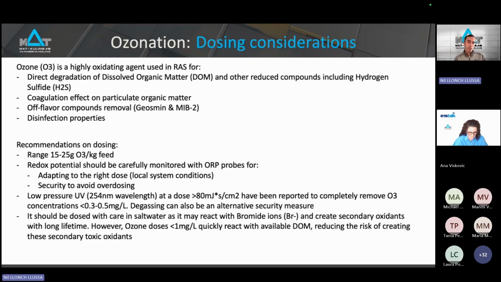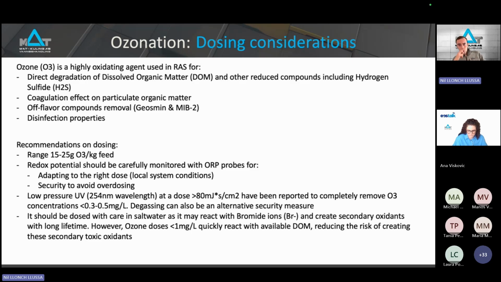Then as security measures for any unreacted ozone dissolved in the water, you could add low pressure UVs, which have been shown that at a dose above 80 millijoules per square centimeter can completely remove concentrations below 0.5 milligrams per liter. And you could also add degassing afterwards, also as a possible security measure.